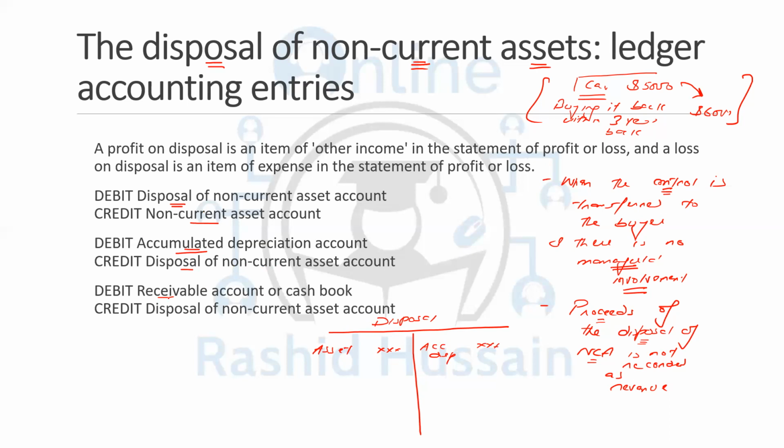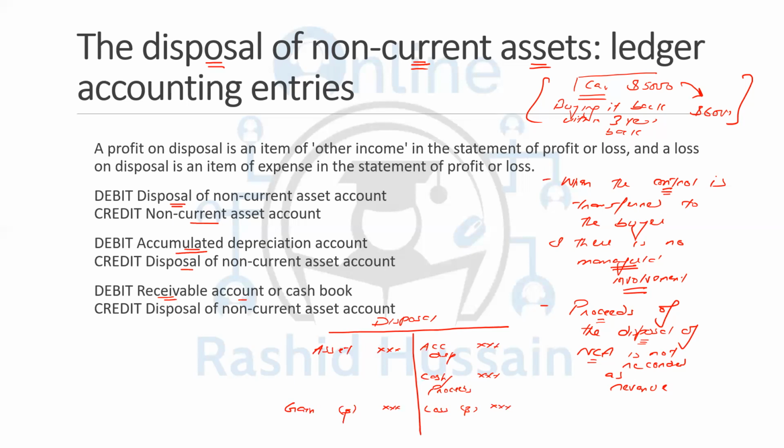Then we record the cash proceeds or the receivable. So cash debit and disposal account credit. So the disposal account is being credited due to the cash or proceeds. Now, if the balancing figure is coming on the debit side, that represents gain. And if the balancing figure is coming on the credit side, that represents the loss on disposal.